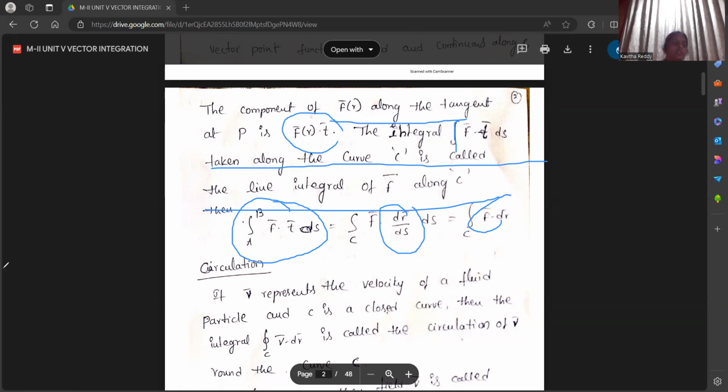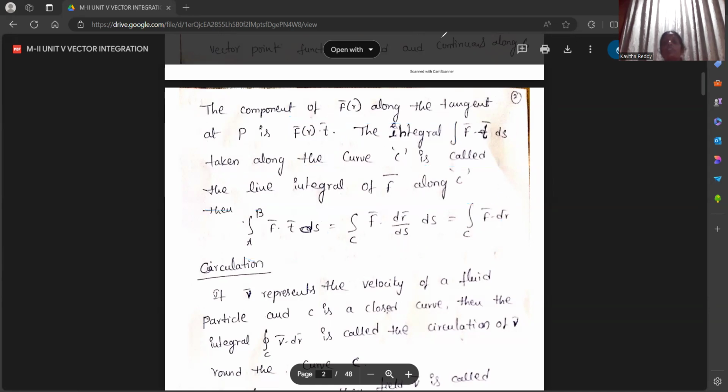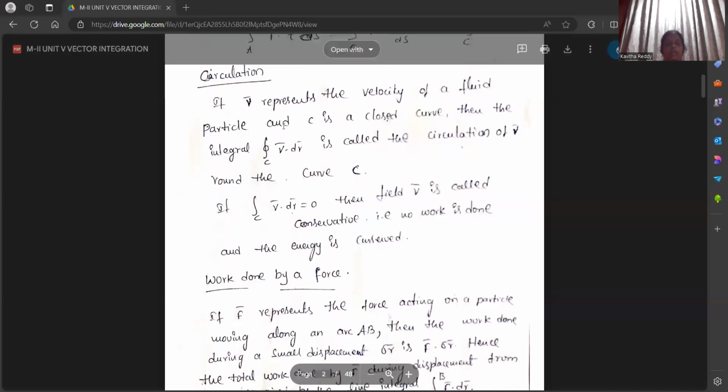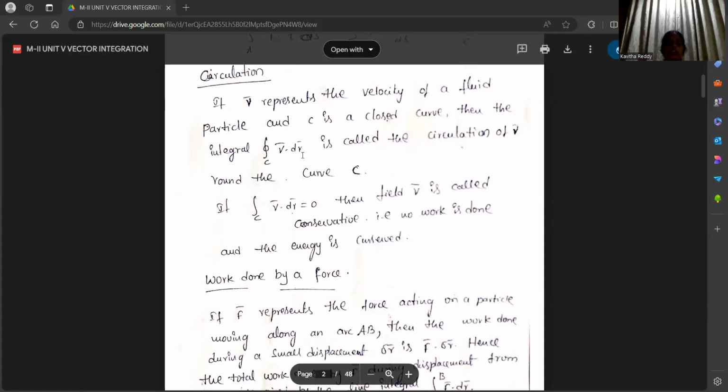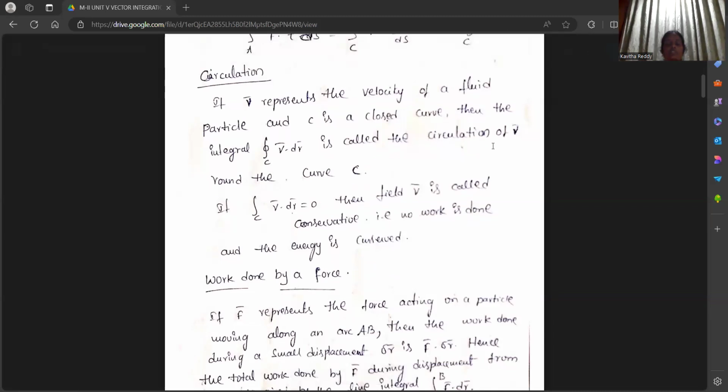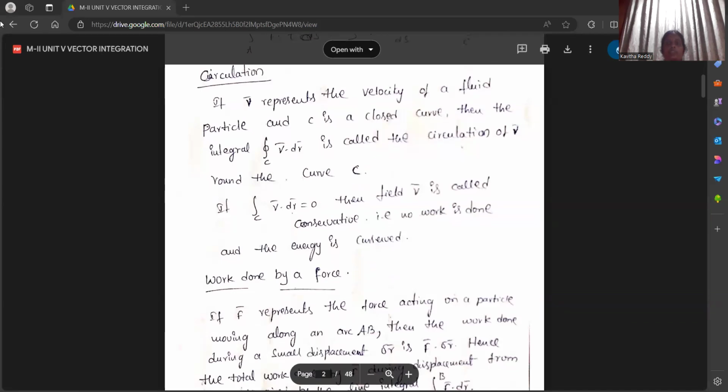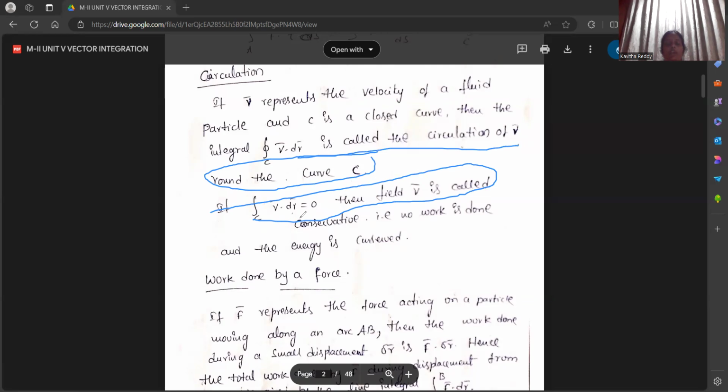Then we'll discuss circulation. If v bar represents the velocity of a fluid particle and C is a closed curve, then the integral of v bar dot dr bar is the circulation of v bar around C. If the integral of v bar dot dr bar equals zero, then the field v bar is called conservative, that is, no work is done and the energy is conserved.